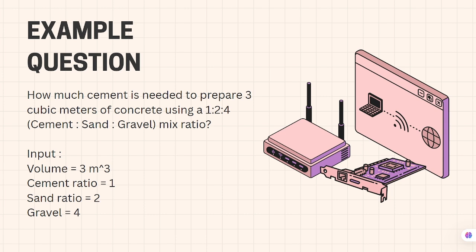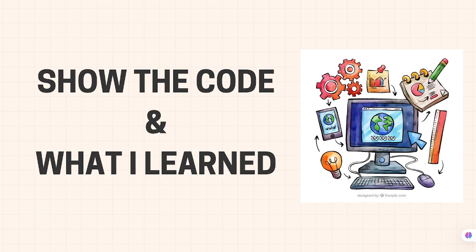1,028.57 kilograms of cement and 2,057.14 kilograms of sand and 4,114.29 kilograms of gravel were needed, along with about 514.29 liters of water. This example demonstrates how the program can efficiently provide realistic material estimates, saving time and effort compared to manual calculations. Now I will show you my code.